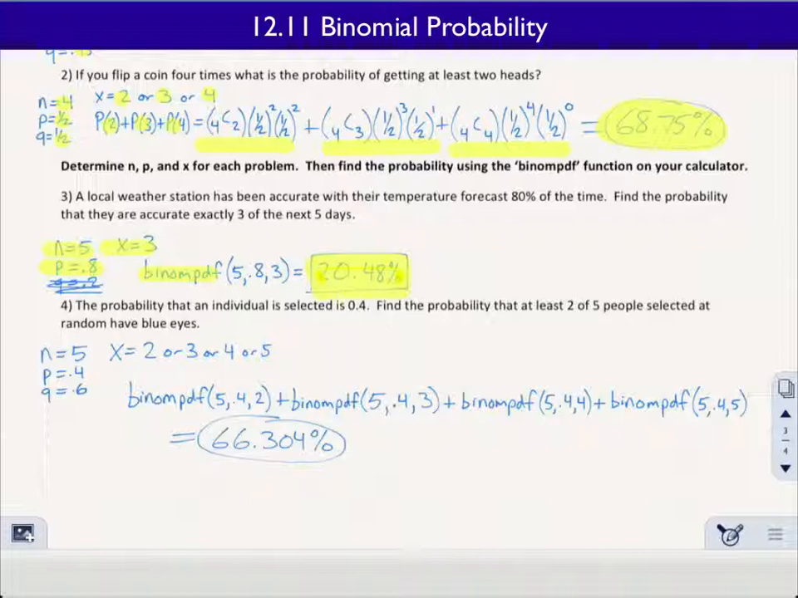And for number 4, it was at least 2, meaning x had to be 2 or 3 or 4 or 5. Here n was 5, p was 0.4, and again, you don't really need q to solve these. All we had to do was binomPDF with 2, binomPDF with 3, binomPDF with 4, binomPDF with 5, and then add them all together. You should get 66.304%. All right, so that is probability distributions and using the binomial probability formula.